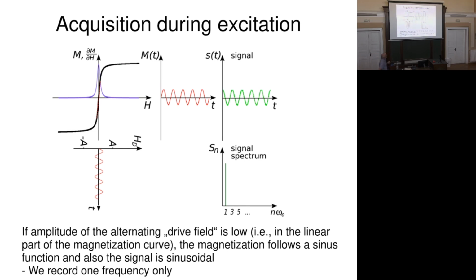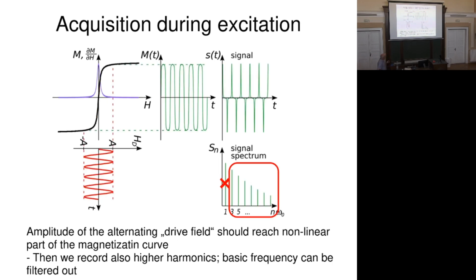This is a big problem, because if we filter this frequency to get rid of the excitation field, we receive nothing. Therefore, we need an amplitude of the drive field big enough to also obtain signal from the nonlinear parts. Then we obtain a non-sinusoidal signal, and the spectrum, as you already saw in the previous presentation, will contain higher harmonics. The spectrum is calculated by Fourier transform from the signal.